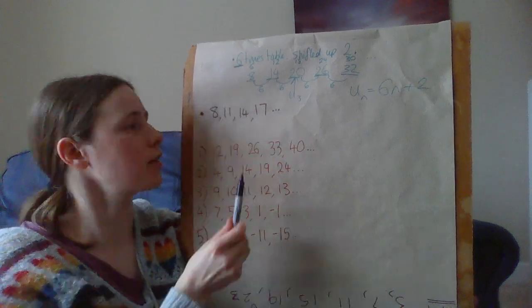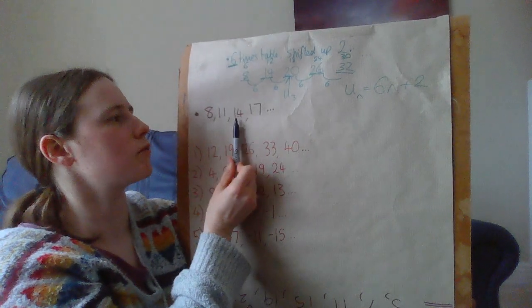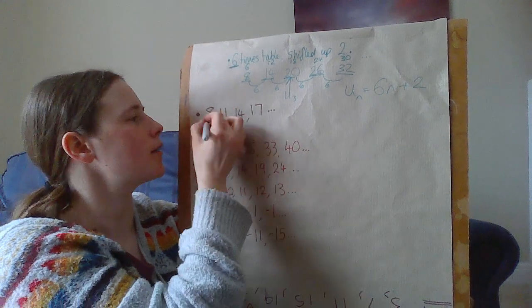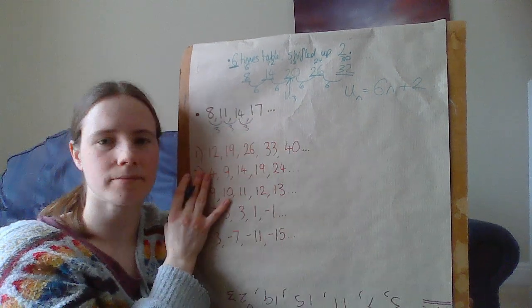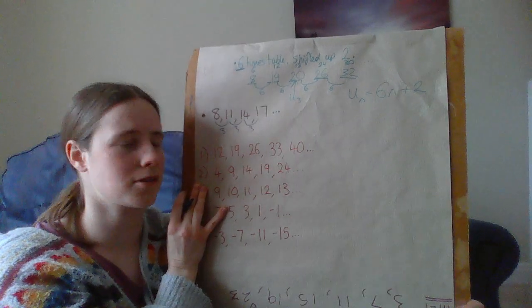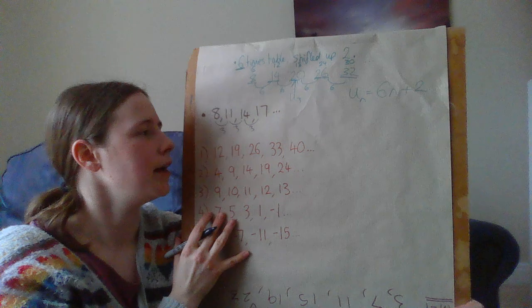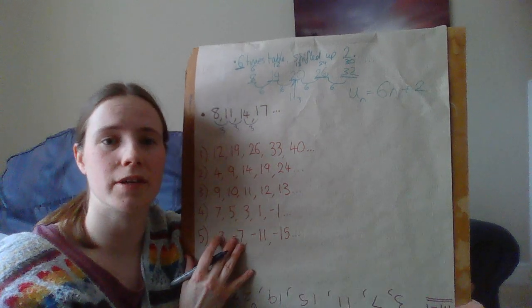Okay, so looking at this sequence here, 8, 11, 14, 17. This sequence is going upwards in threes. Now, another sequence that I know very well, because I used to chant it when I was in primary school, is the 3 times table. That goes up in threes as well.